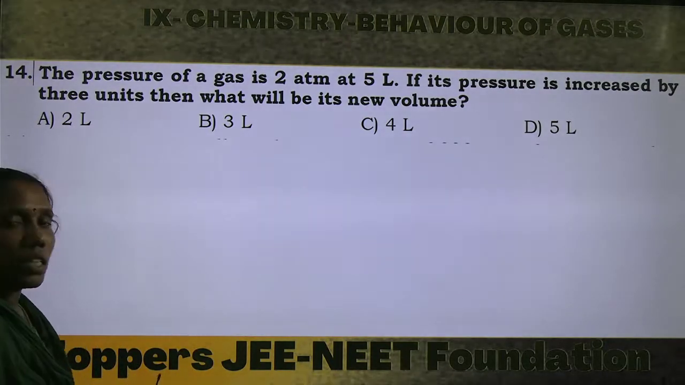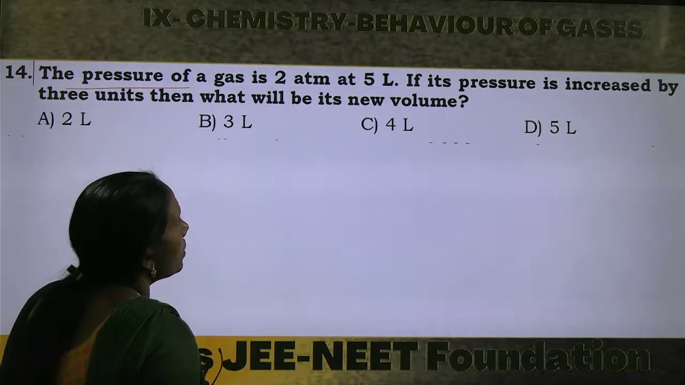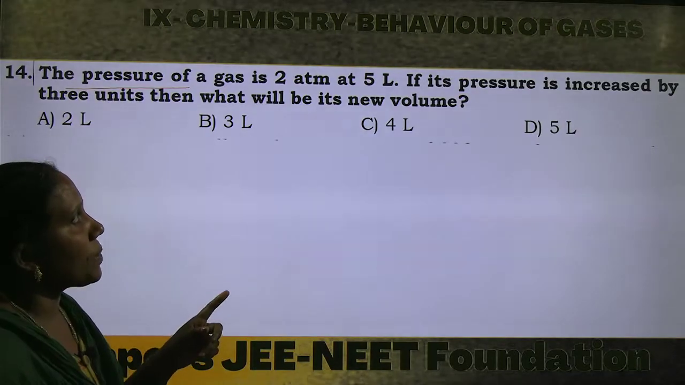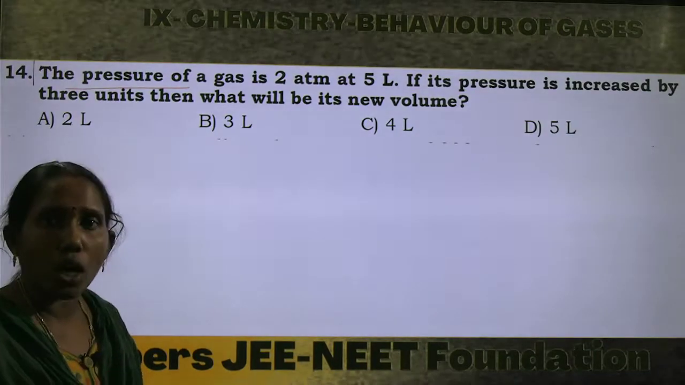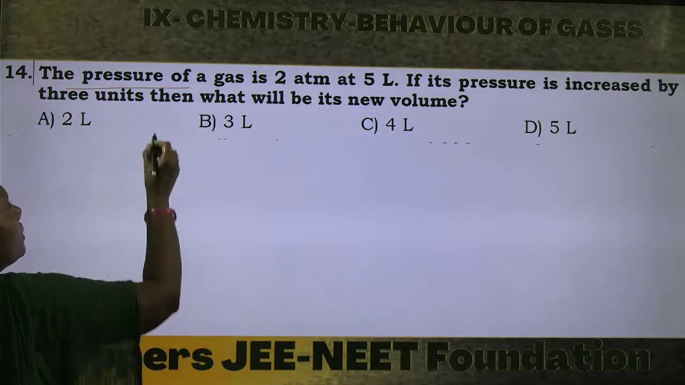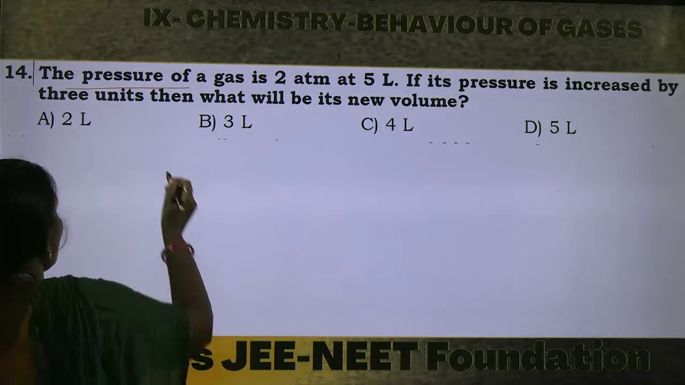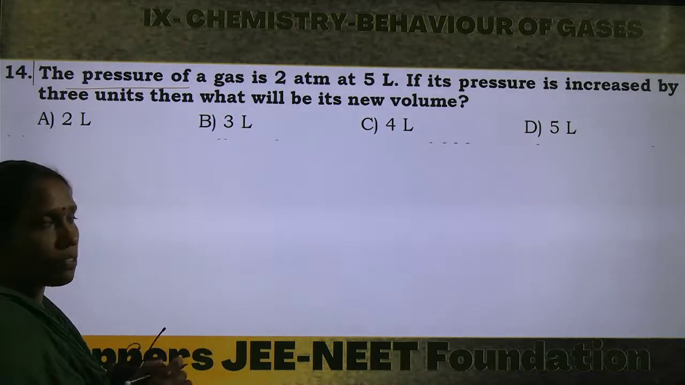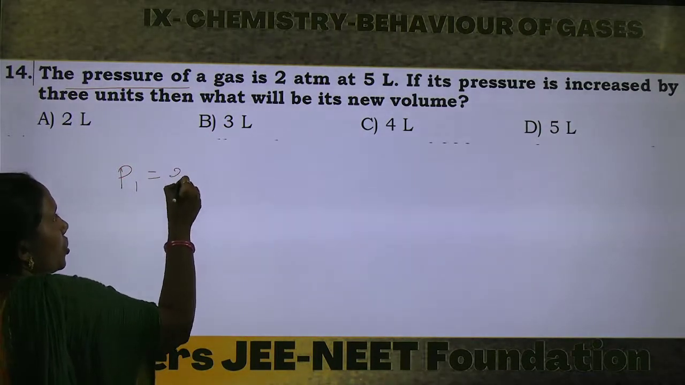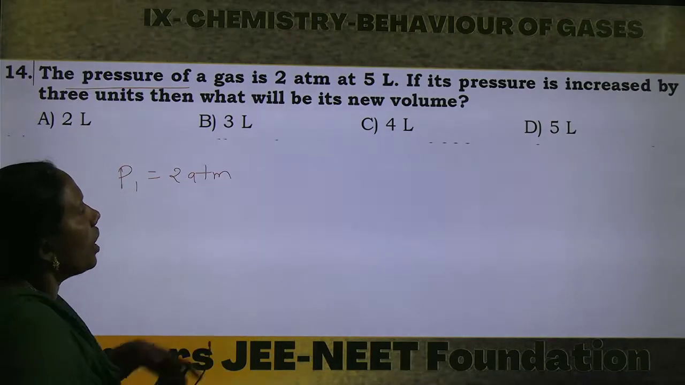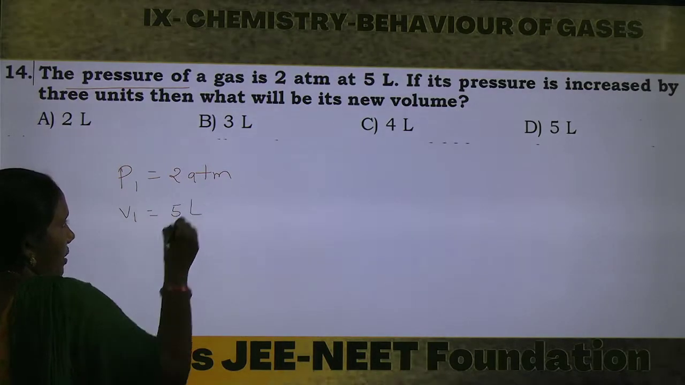Here they have given the numericals. Let us see the first one. The pressure of a gas is 2 atmospheres at 5 liters. If its pressure is increased by 3 units, then what will be its new volume? From the given question, first we have to take the data. If the pressure of a gas is 2 atmospheres, pressure is given: P1 equals 2 atmospheres. At 5 liters, volume is also given: V1 equals 5 liters.